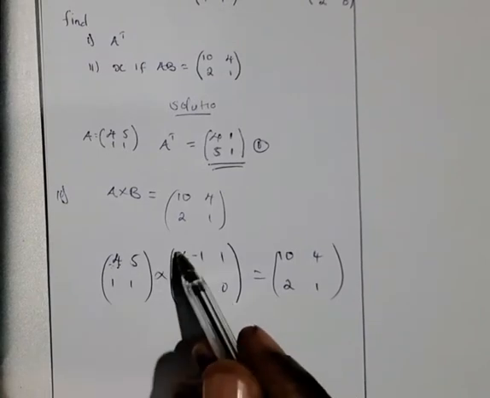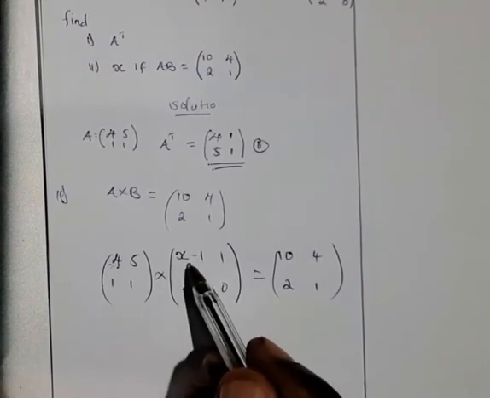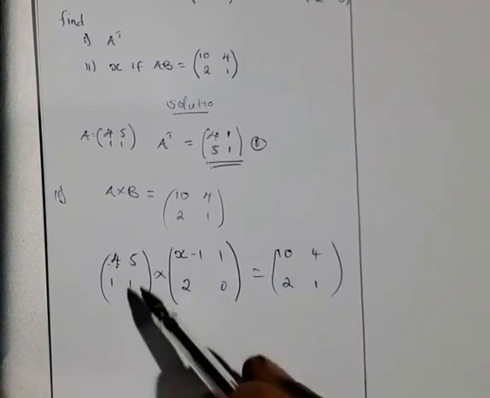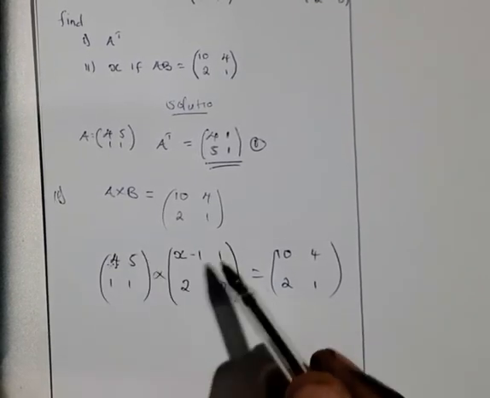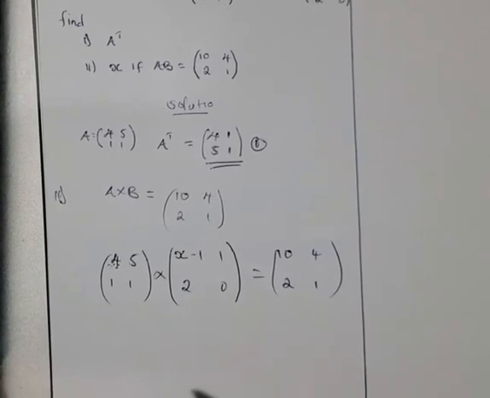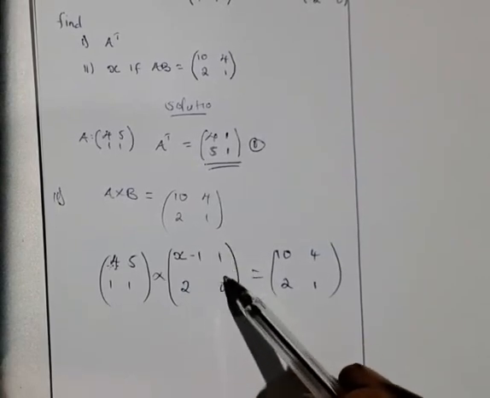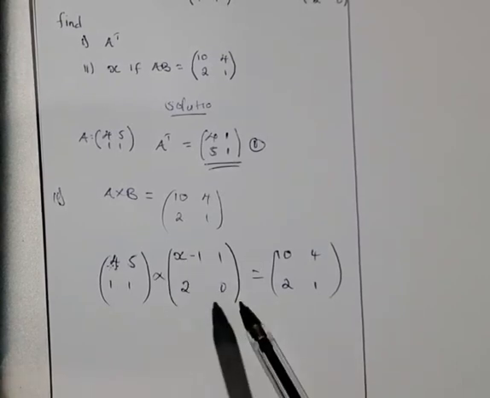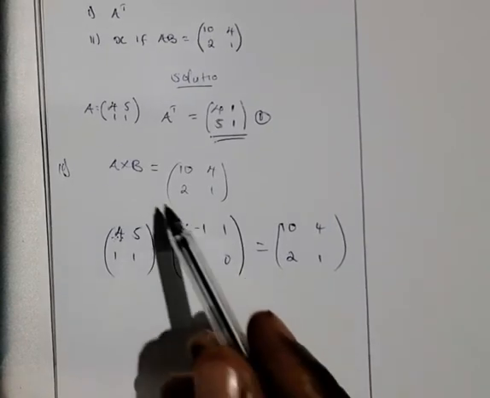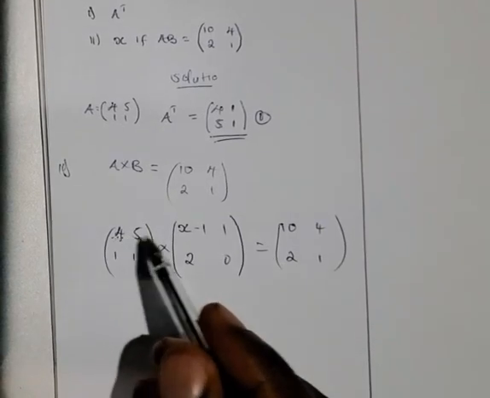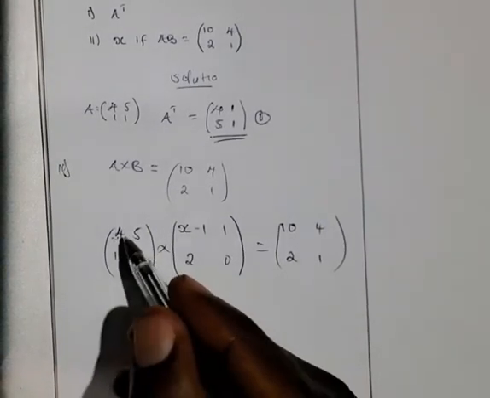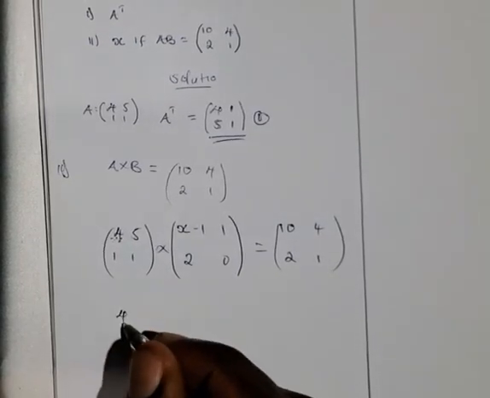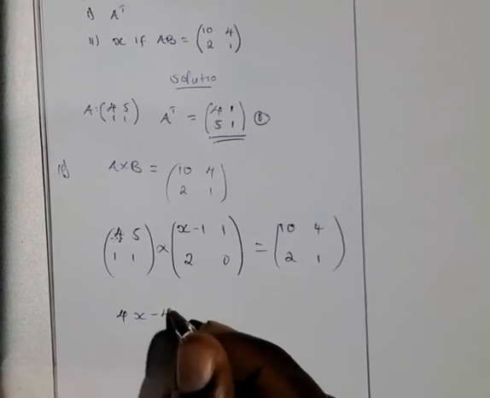4 times the whole of this entry here, because that's how we multiply matrices, isn't it? We say this one times this one plus this one times this one, again this one times this one plus this one times this one. So evidently we're not going to consider these ones, because what we're interested in are these values here, where there's x, of course. So we're going to have something like this: 4 times this one. Let me just go direct.